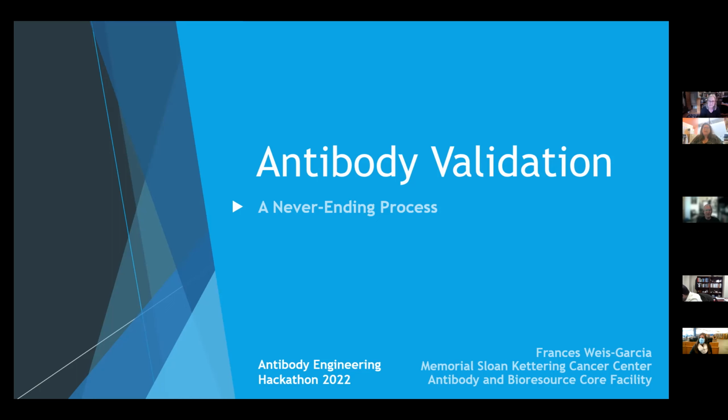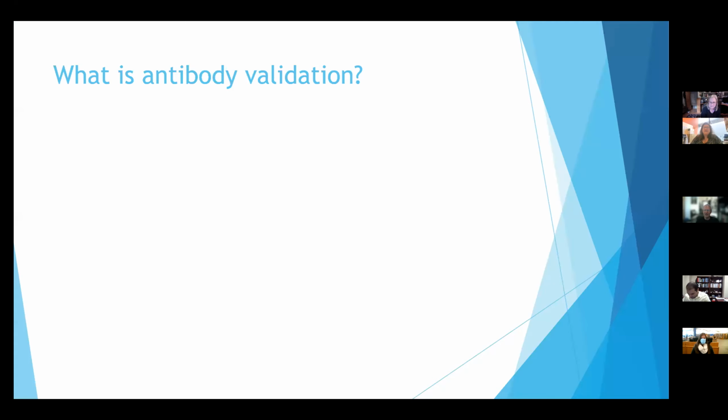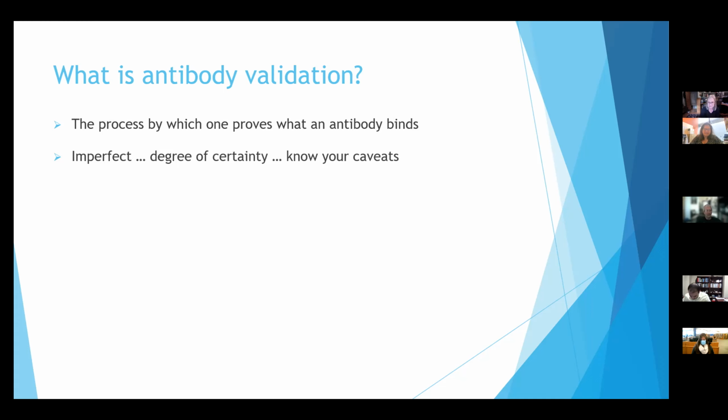So I was asked to talk about antibody validation, which is a topic that most of us don't like to talk about, but is exceedingly important and is a never-ending process. So what is antibody validation? It's the process by which we prove what an antibody binds to. It is always an imperfect process, and depending upon how well you are able to validate your antibody, you have a certain degree of certainty, and you want to pay attention to what your caveats are, because nothing is going to be perfect in the process. In some respects, it boils down to validation being a really good set of controls.